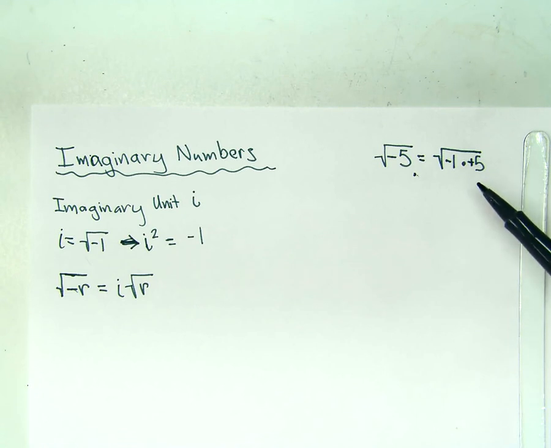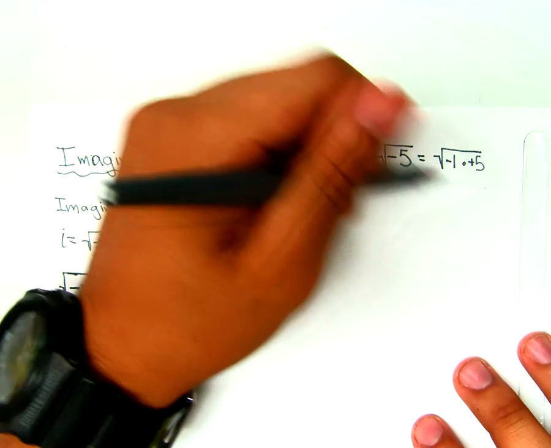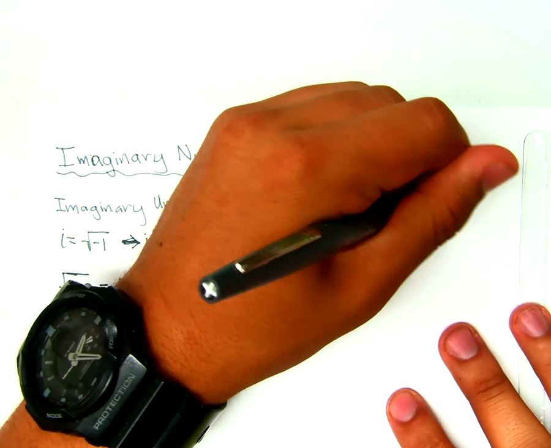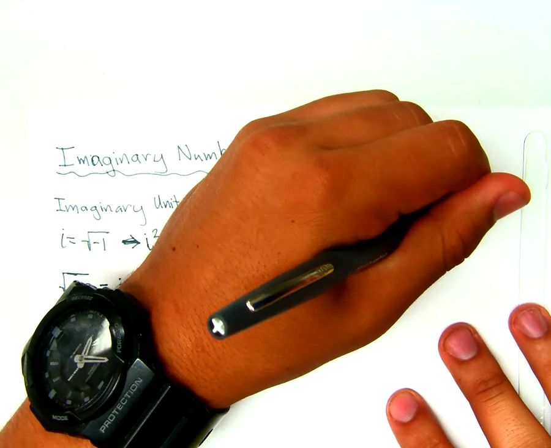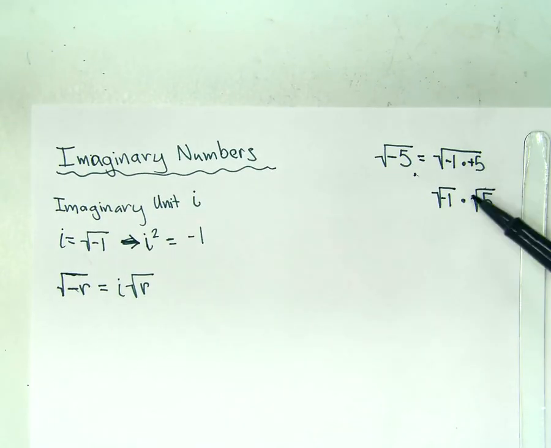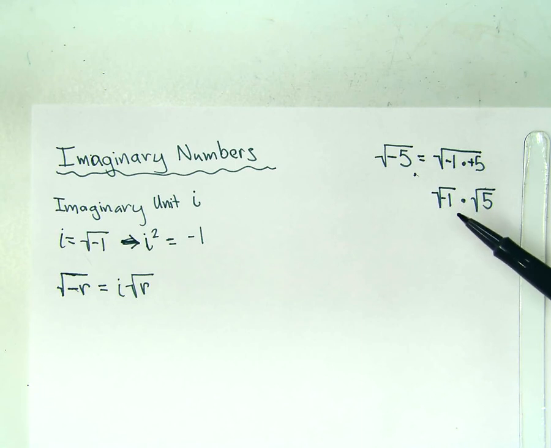Right? Okay. So just like the properties that we know about radicals, we can split those up. So that's really the square root of negative 1 times the square root of 5. We can split up multiplication under a radical. Okay. Well, what did we say the square root of negative 1 is?